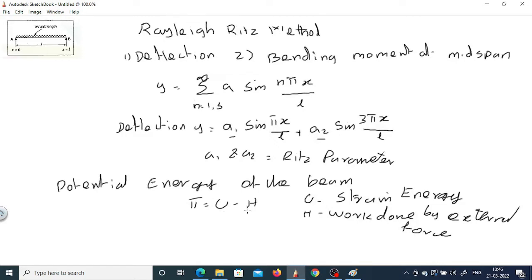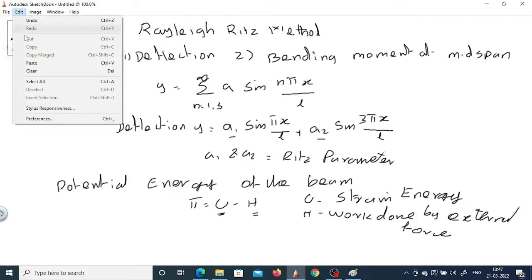In that, the first term is U and the second term is work done by external force. So here we should be aware of how to identify U and how to identify H in this method. Let's see. First I will solve the U value. After that I can move to the H value, which is the lengthy problem. So you should watch the video slowly and understand the thing. Okay. Now I can clear the board. From this I can move to the next step.